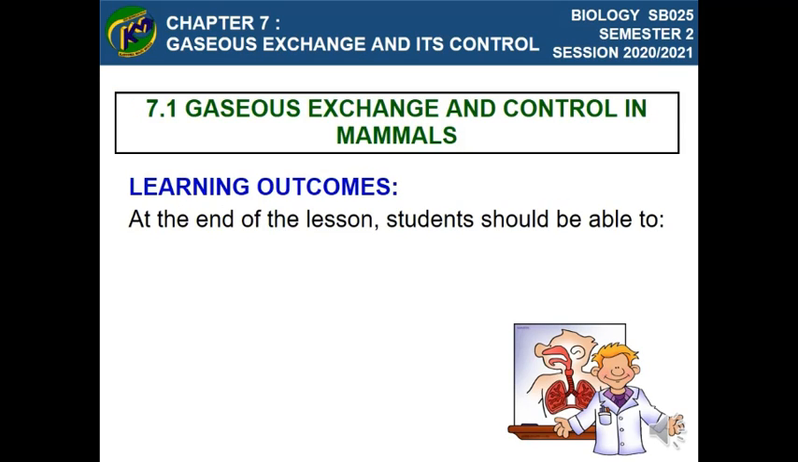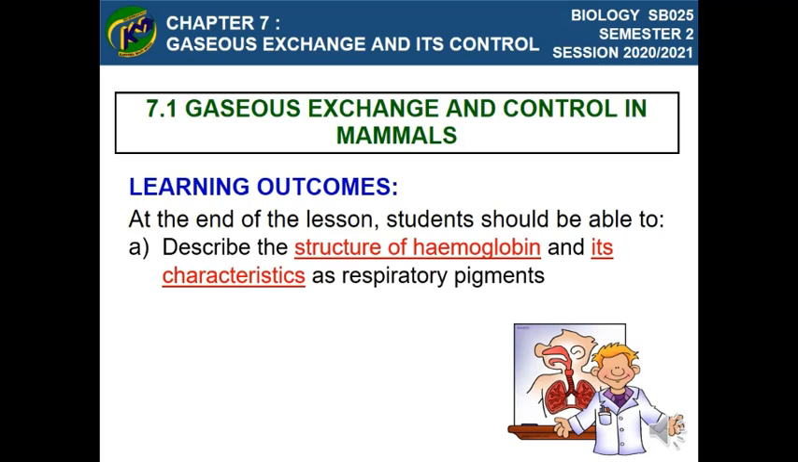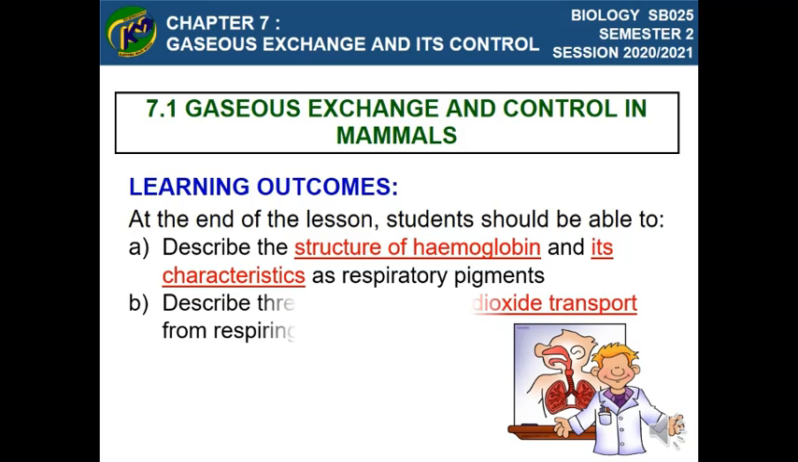Our learning outcome at the end of the lesson: students should be able to describe the structures of hemoglobin and its characteristics as respiratory pigments, and describe three ways of carbon dioxide transport from respiring tissues to lungs.